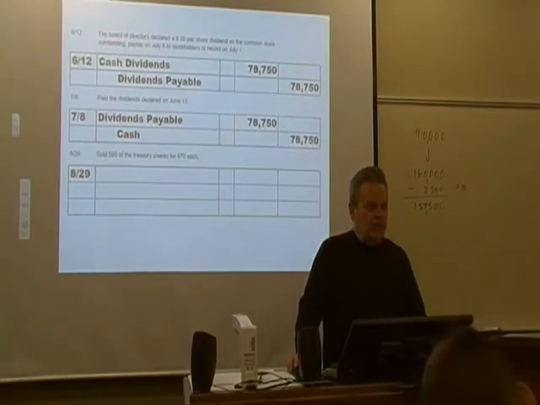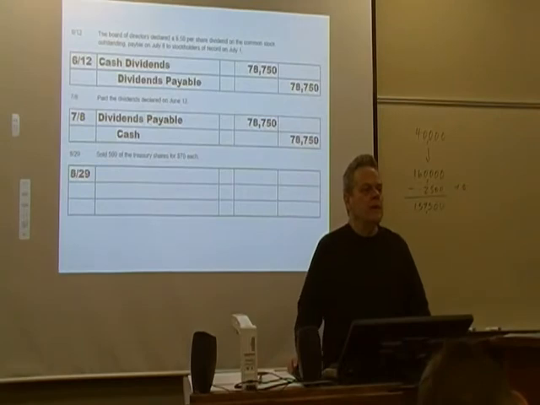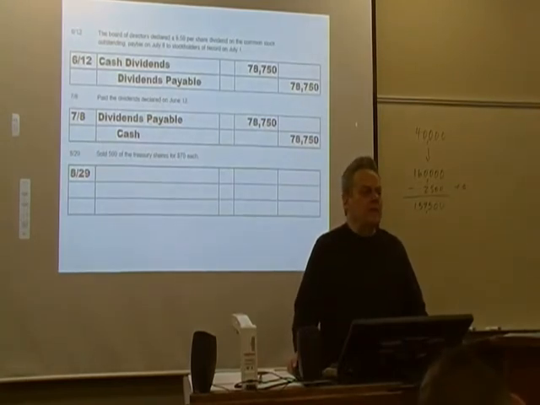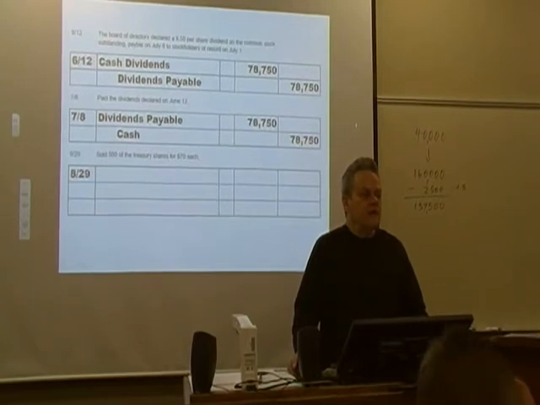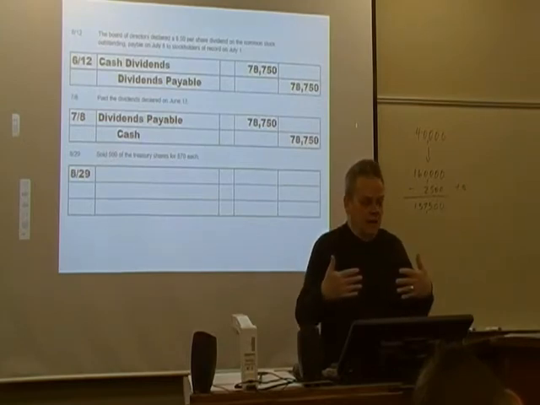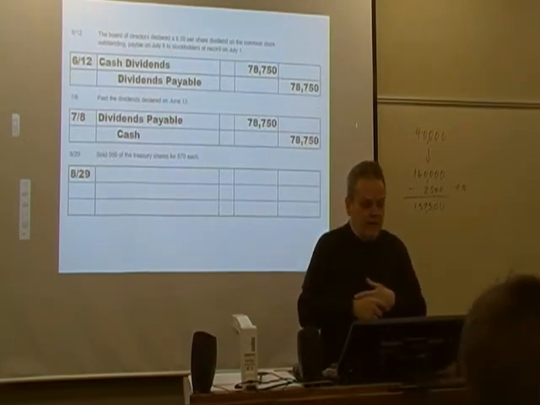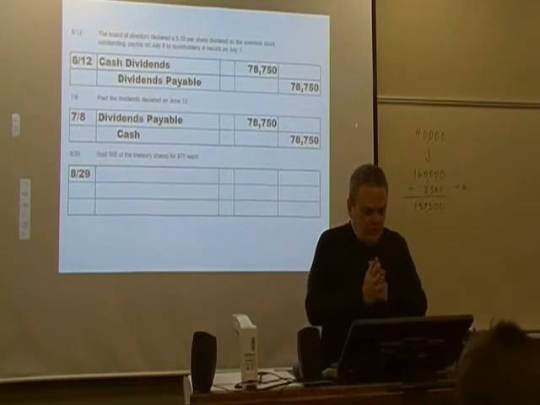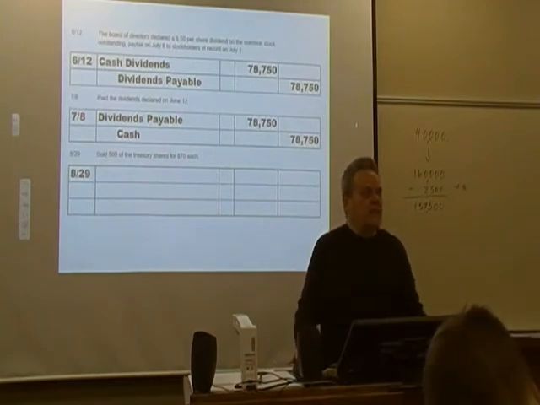So, is that a question here, Frankie? Dividends payable is a current liability. Technically, the definition of a current liability is you're going to pay it in less than a year. The board of directors said when they declared it June 12th, they would pay it July 8th. Short period of time. Current liability. Anybody?